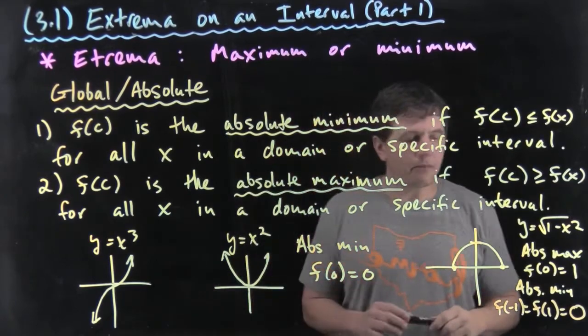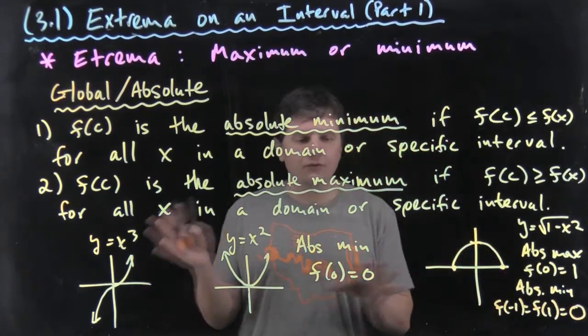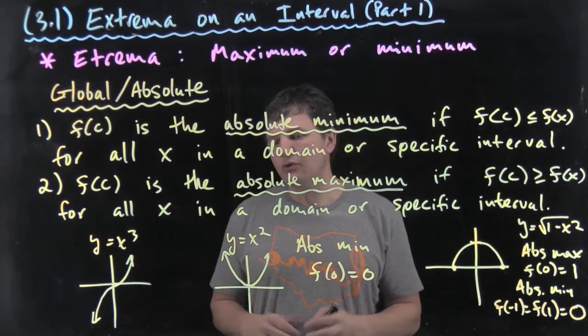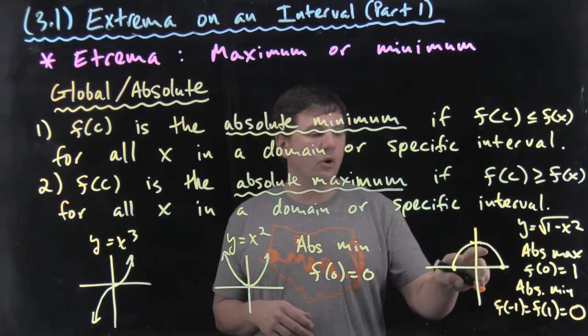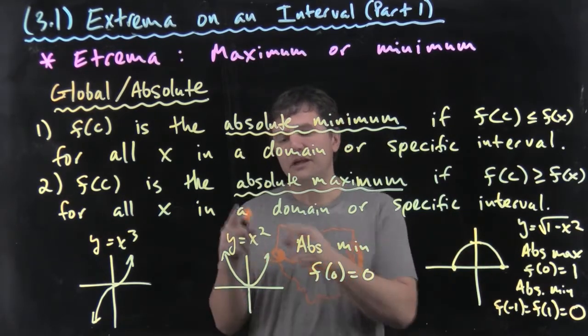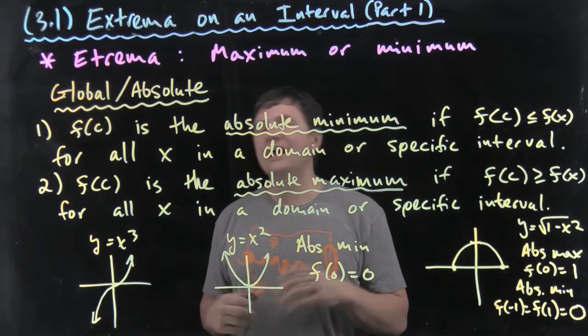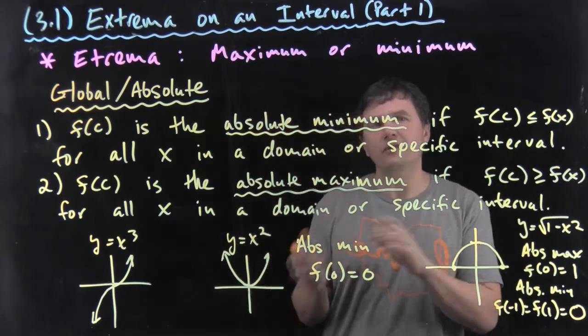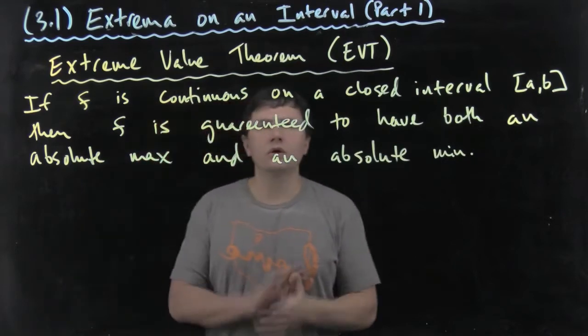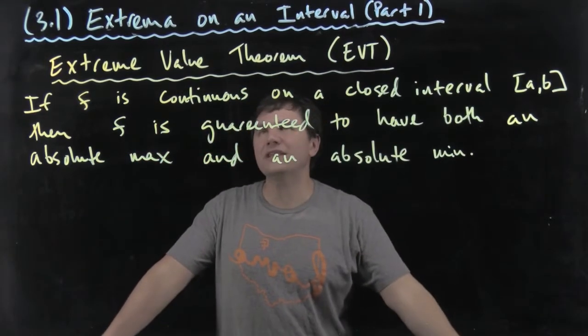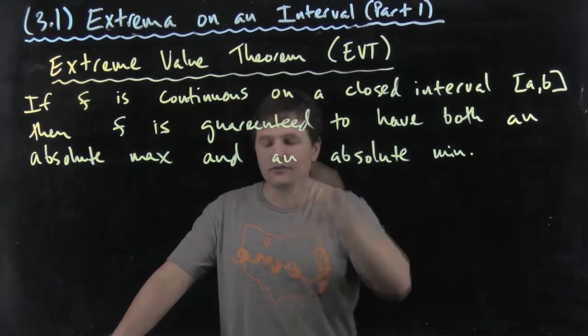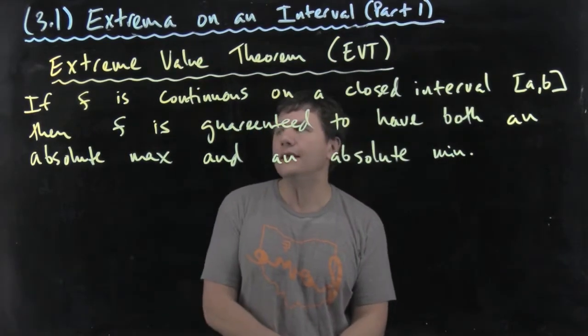So that's if we're talking about the domain. Sometimes functions have both an absolute max and an absolute min. Sometimes they have one or the other. Sometimes they have neither. Next, we're going to be talking about specific intervals. So now we're going to talk about the extreme value theorem. Sometimes I'll refer to this as the EVT.